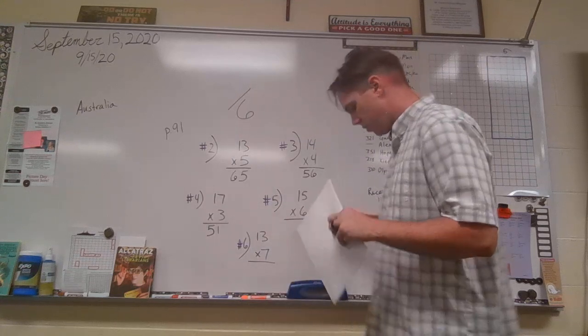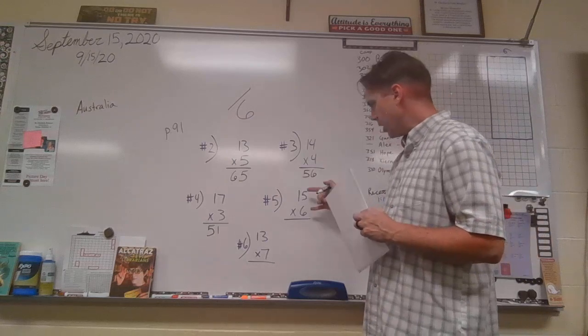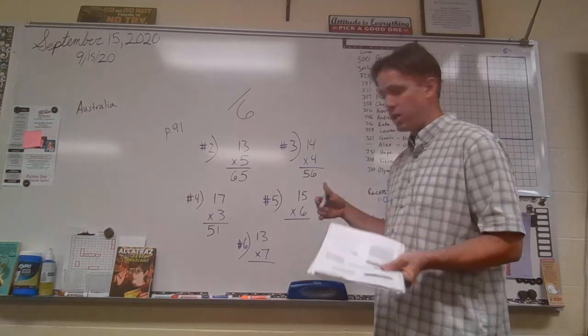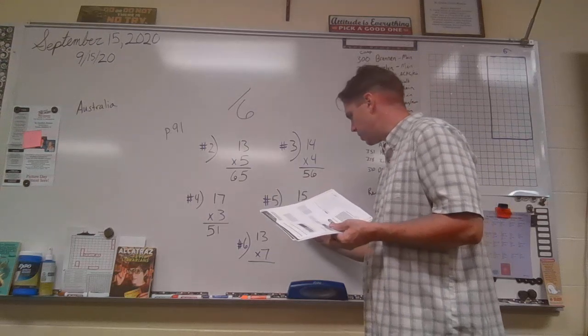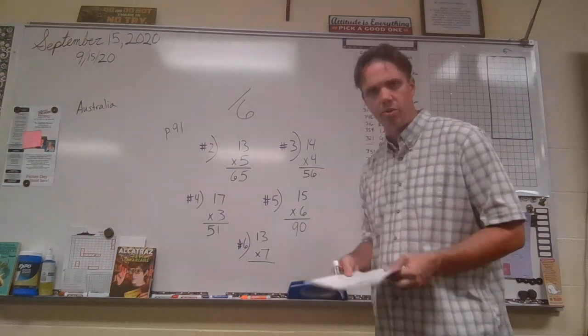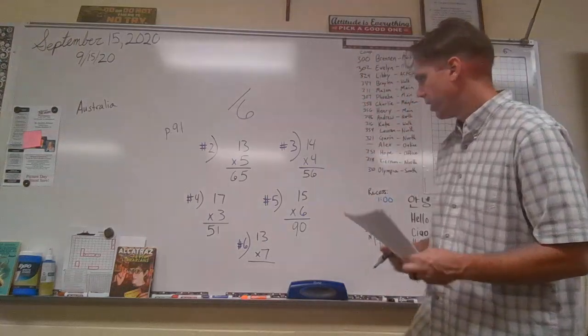Number 5, you had 15 times 6. And again, breaking it up into 10 plus 5. So 5 times 6 is 30. 6 times 10 is 60. 30 plus 60 is 90. Hopefully this is showing up okay. I can see it, so I'm guessing you can as well.